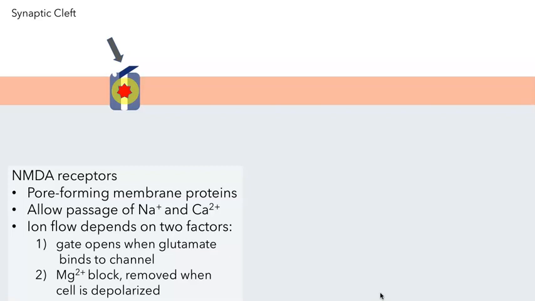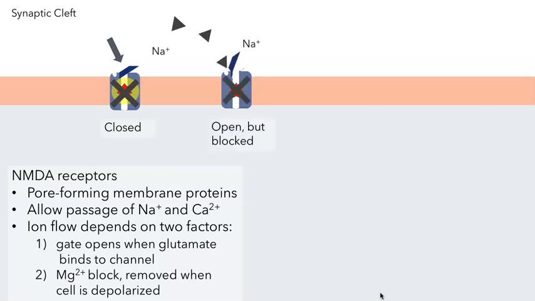So let's look at how NMDA receptors work. If the channel is closed in the absence of glutamate, then there's no way for sodium to move in. Suppose we add some glutamate. The glutamate can bind to the receptor, opening up the channel. But because of the magnesium block, sodium can still not flow through. We say the channel's open but blocked.